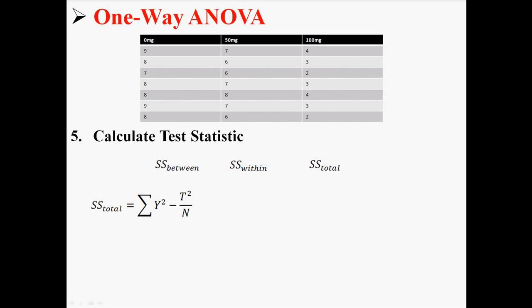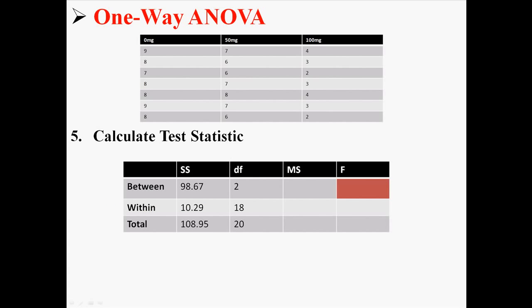And lastly, we have sum of squares total. Now the nice thing about this is both parts of it, the sum of y squared and T squared divided by N, we already found both of those. We can just put in what we found before. And we find a sum of squares total of 108.95.